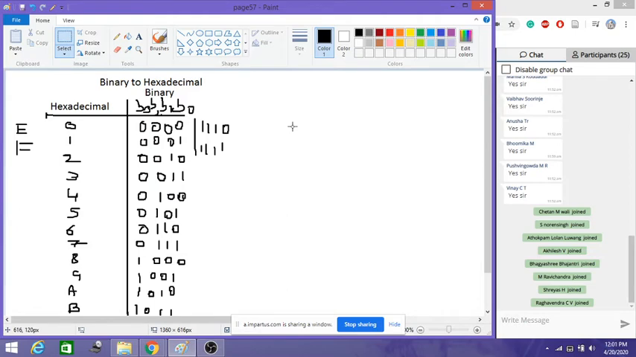Okay. So let us look into the conversion of binary to hexadecimal. Again, let us say we have some binary number here, say 1011100011.1011101. So this is my binary number.